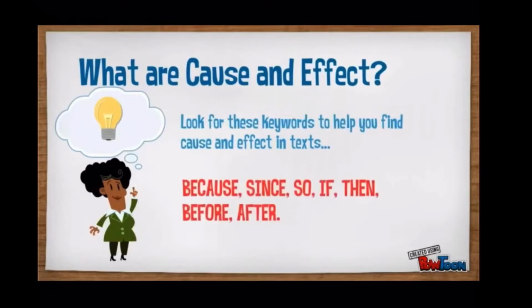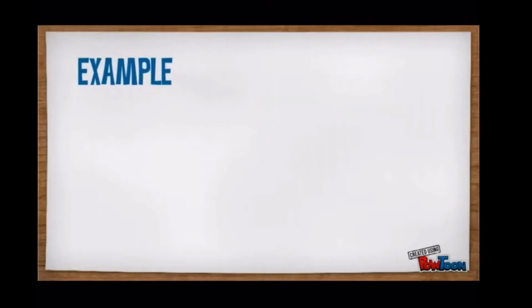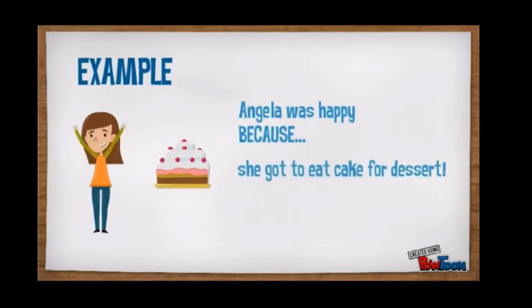So there are keywords that you guys can look for to help you identify a cause and effect, which are because, since, so, if, then, before, and after. Look for those words, and they should usually help you. So, Angela was happy because she got to eat cake for dessert.